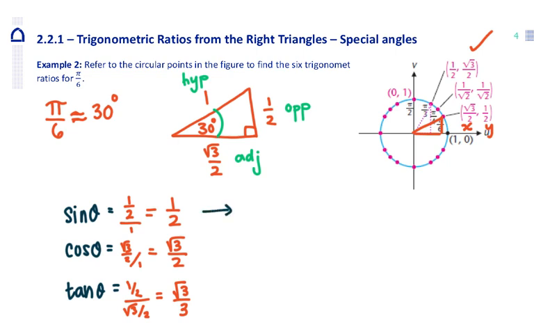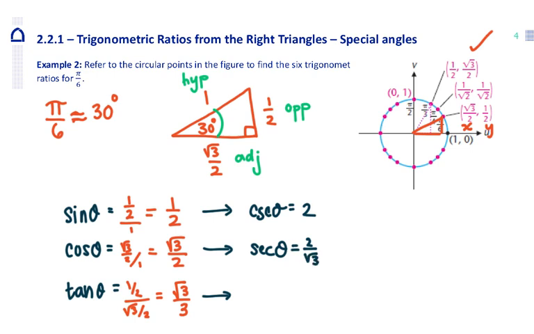And then the reciprocal functions are quite easy from there. The cosecant of theta is the reciprocal, or 1 over the sine theta, so in this case just 2. The secant of theta is the reciprocal of cosine of theta, which if we were just going to flip them, that's 2 over the square root of 3.